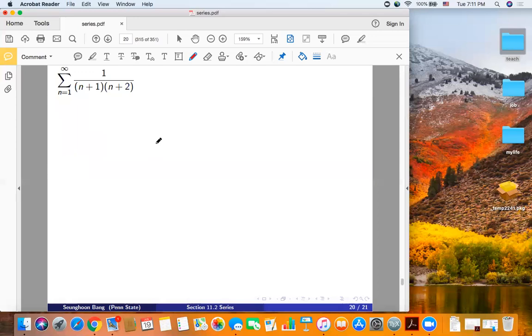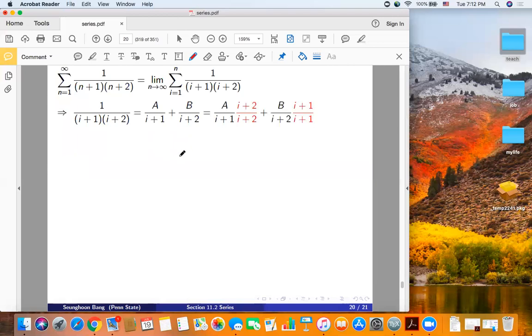How can you find the first one? You can change the limit summation i equal to 1 to n of 1 over i plus 1 times i plus 2. So I want to change it to a over i plus 1 plus b over i plus 2. The first one, you multiply by i plus 2 because we have to make the same denominator. Second one, b over i plus 2 times i plus 1 over i plus 1. So distribute: ai plus 2a, and bi plus b.